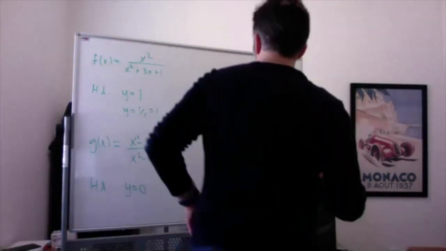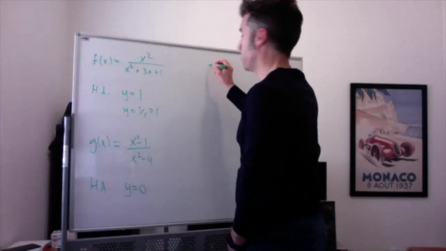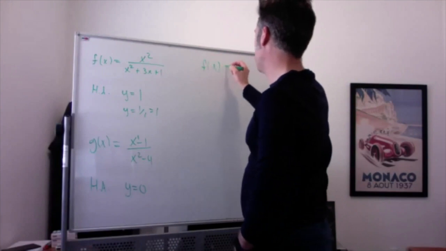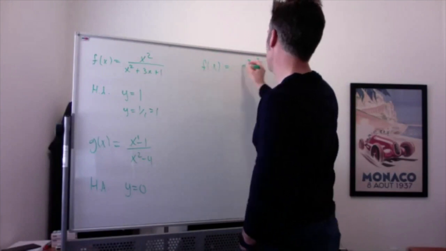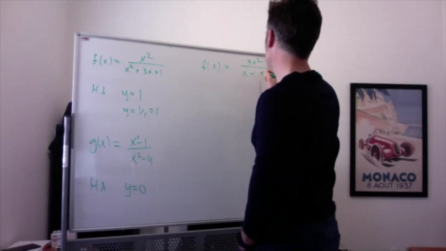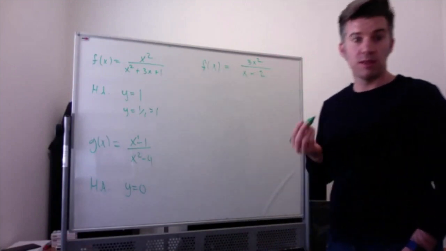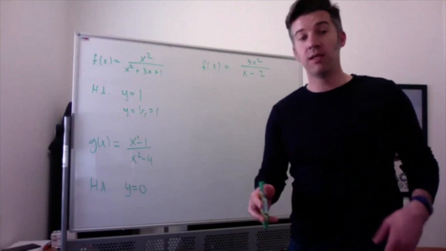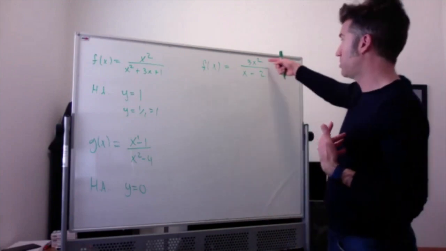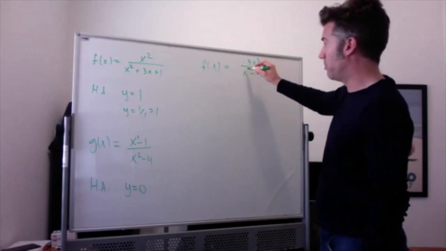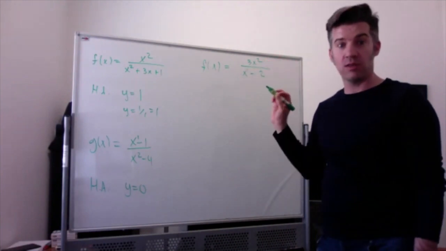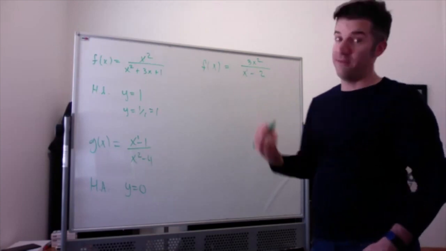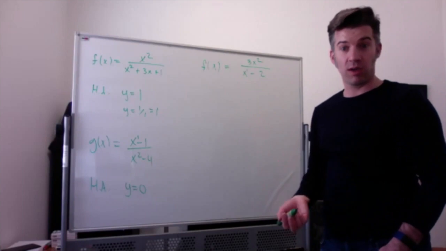Or we could look at something like, what have I got there? F of x, I'm going to change it slightly, equal to 3x squared over x minus 2. Definitely does not have a horizontal asymptote. Definitely has a slant asymptote because the degree on top is 2 and the degree on the bottom is 1 smaller. So as long as the degree on top is 1 larger, you have a slant asymptote. To find it, we have to do a little more work.